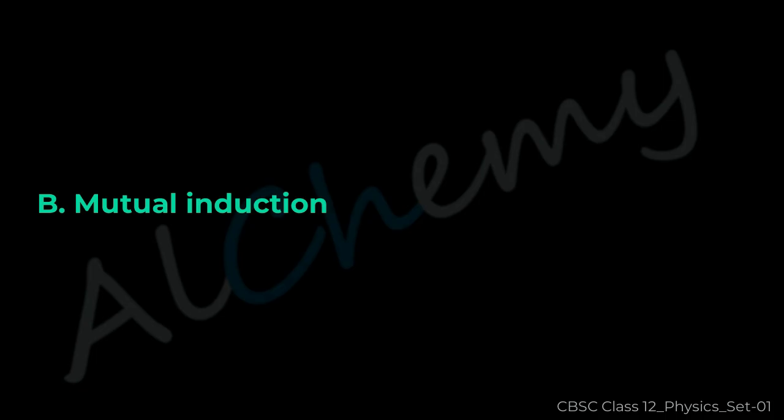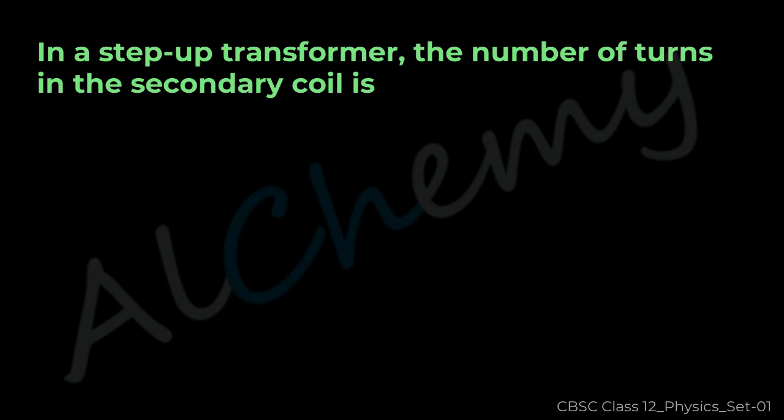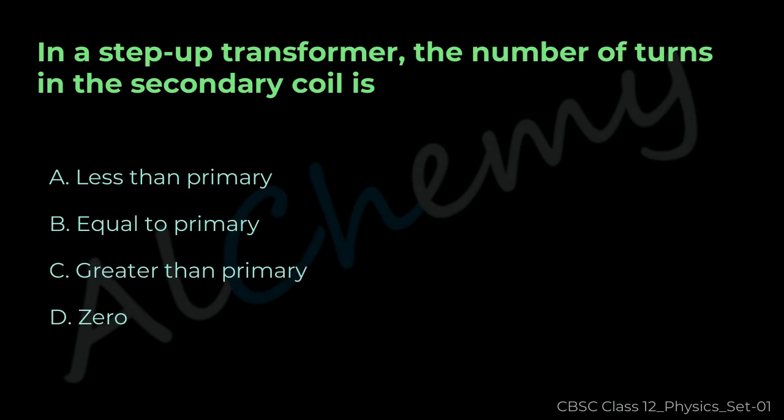The correct answer is B. Mutual induction. Question 42. In a step-up transformer, the number of turns in the secondary coil is A. Less than primary, B. Equal to primary, C. Greater than primary, D. 0.